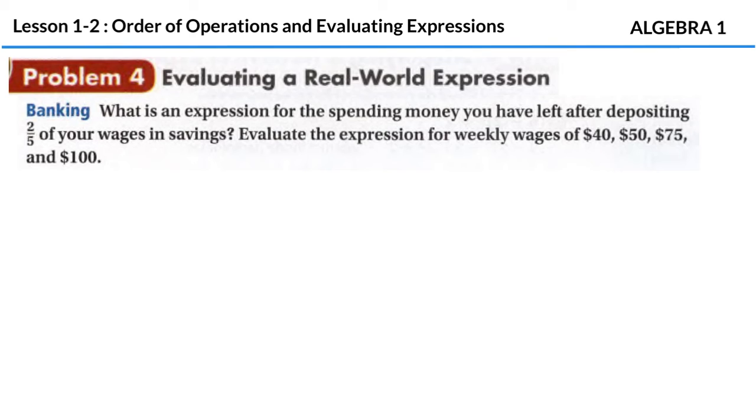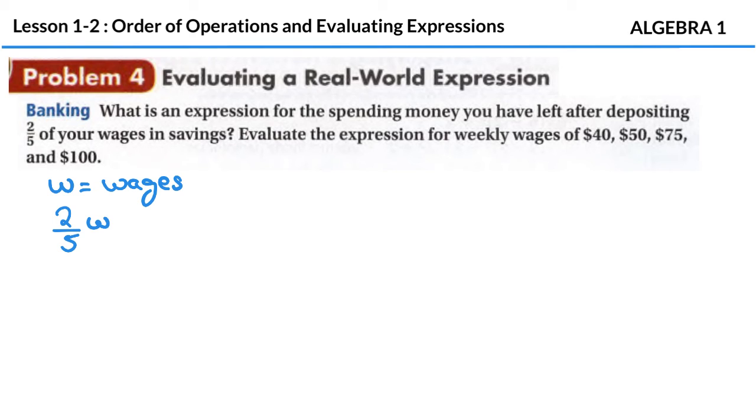What is an expression for the spending money you have left after depositing 2/5 of your wages in savings? So what is the question actually asking? Suppose W is equal to the wages you are getting, and you are depositing 2/5 of these wages. What is the money that is left with you to spend?